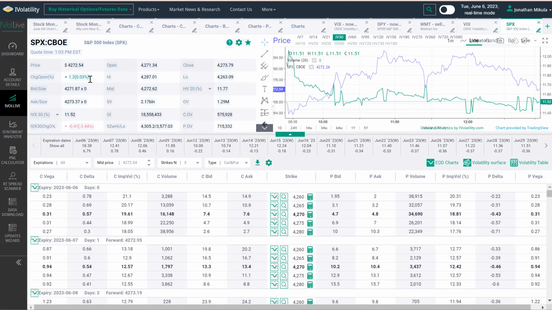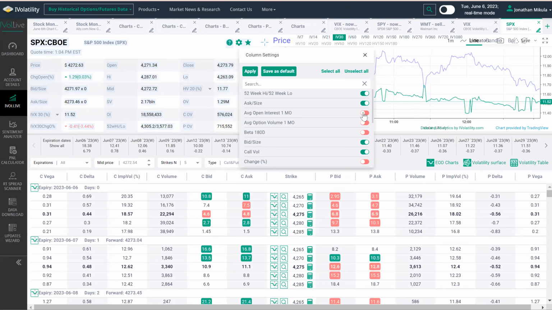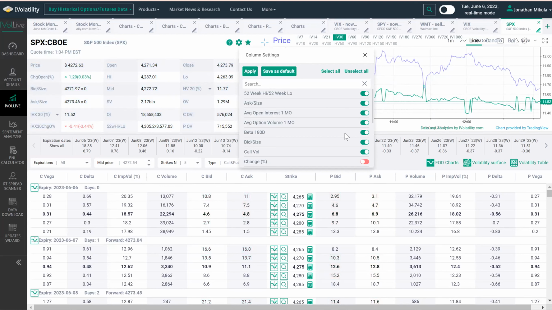We can do a whole session dedicated to the fundamentals. But where you would find the volume indicators would be over here on the left in the fundamentals. And what you could do is you could add anything you want to see. So you could see the average volume over 1 month. You could have average open interest, average option volume. You could look at the beta, which for S&P would be like comparing it to itself.